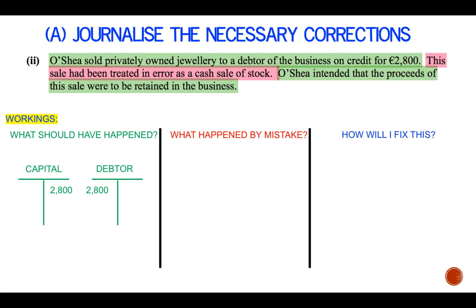Now, what happened by mistake? This sale had been treated in error as a cash sale of stock. Okay, so it was treated as sales and that we received cash for that sale.